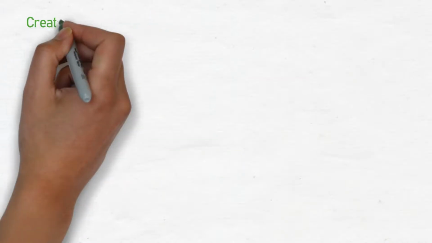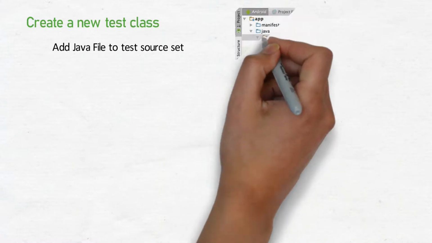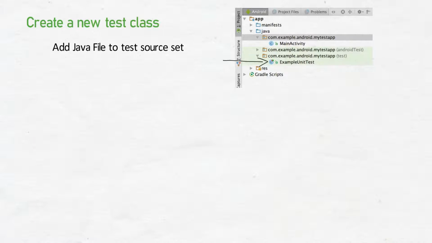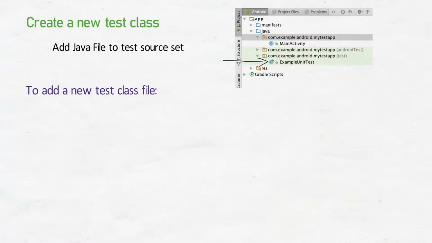To create a new Java test class file, add a Java file to the test source set for your project. Test class files for unit testing are typically named for the class in your app that you are testing, with Test appended. For example, if you have a class called Calculator in your app, the class for your unit tests would be CalculatorTest. To add a new test class file, use these steps.